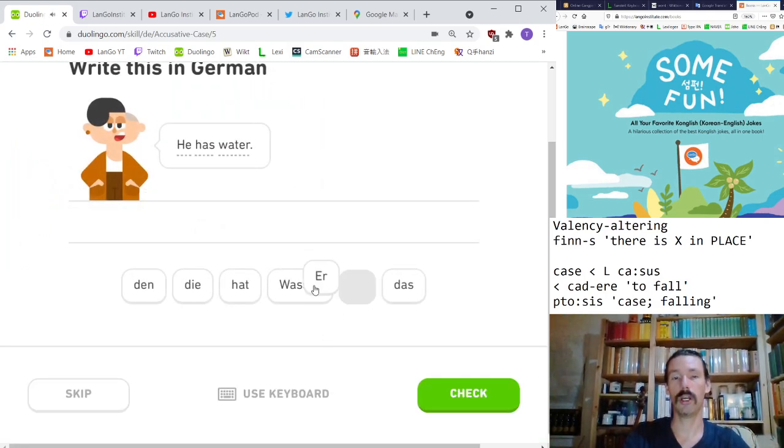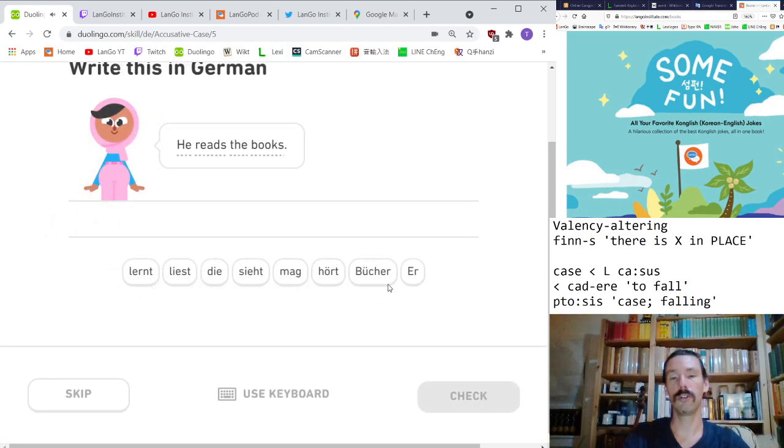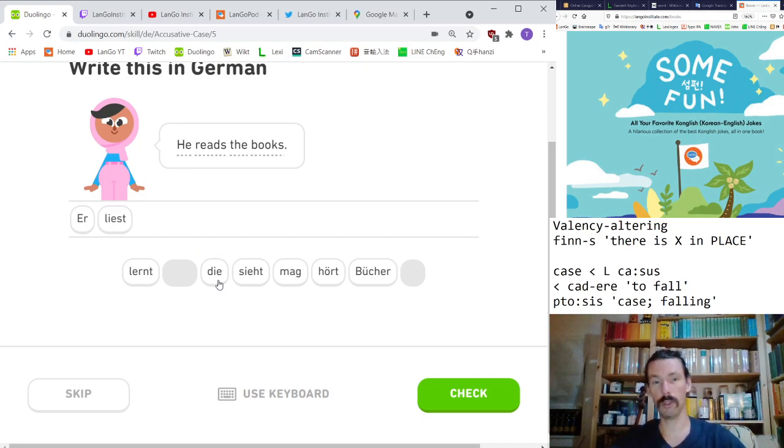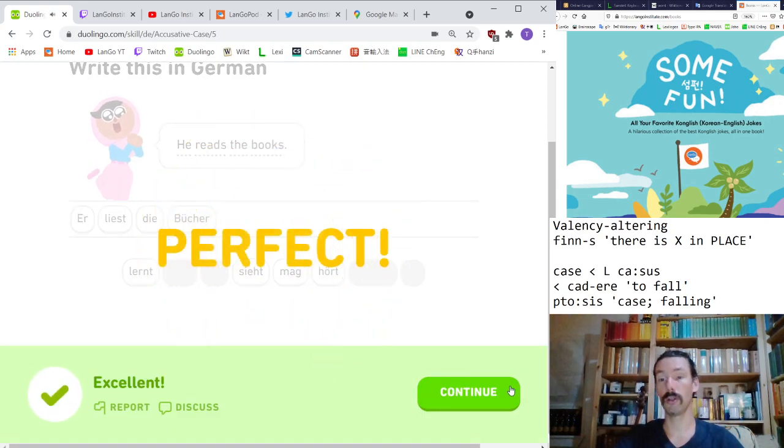He has water. Hat Wasser. He reads the books. Liest. This is related to that lesen that we were looking at, I think. I'd be surprised if it wasn't. He reads the books. Die looks like the feminine, but it's just all plural ones go like that. Die Bücher. Whatever the gender, the articles look alike in the plural.